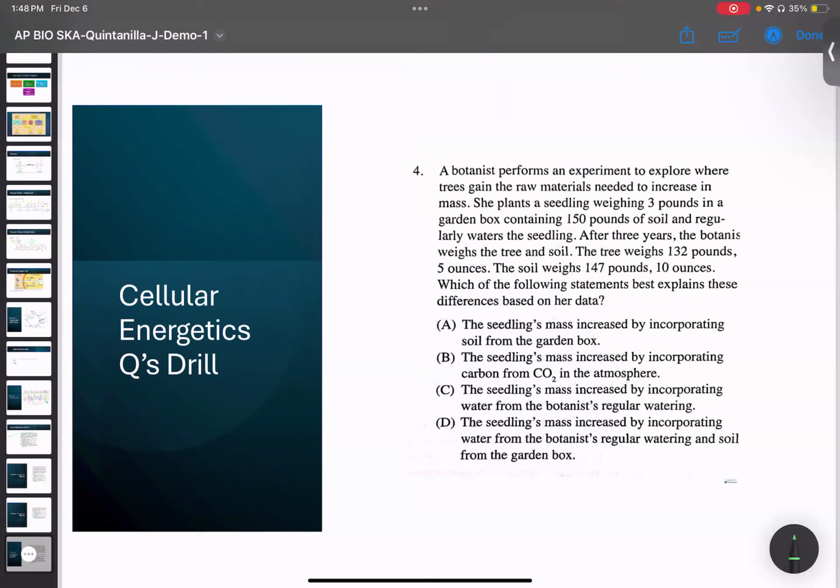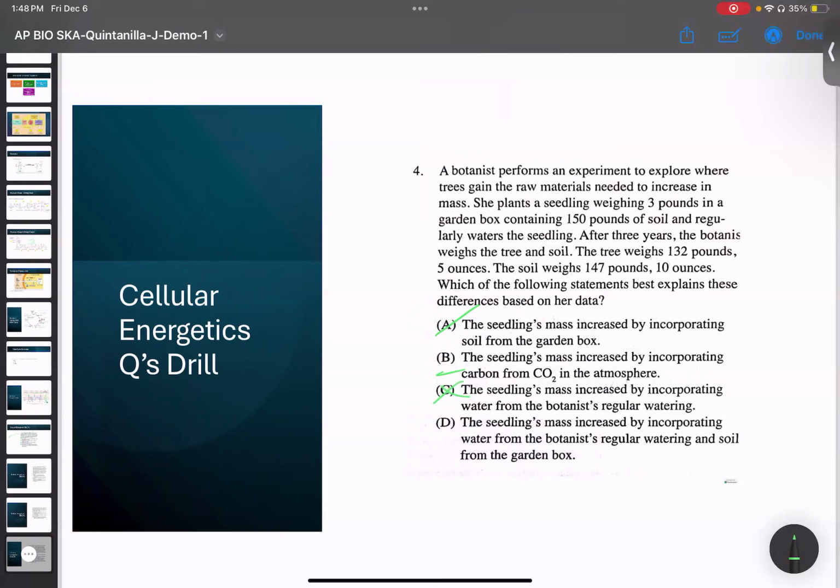The seedling mass increased by incorporating carbon dioxide from CO2 in the atmosphere. That seems a possibility. Okay, let's see the next option. The seedling mass increased by incorporating water from the botanist regularly watering. No, because water is only being used, and carbon dioxide is released as oxygen. So every time it uses water, it will release it in the form of oxygen. So that's not true.